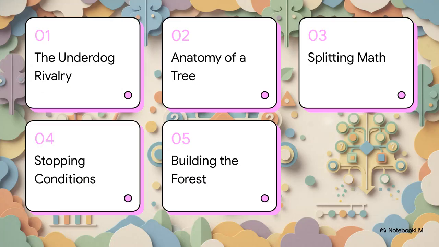Okay, so here's our roadmap for unpacking all of this today. We're going to hit the underdog rivalry, anatomy of a tree, splitting math, stopping conditions, and wrap it all up with building the forest. Let's get to it.